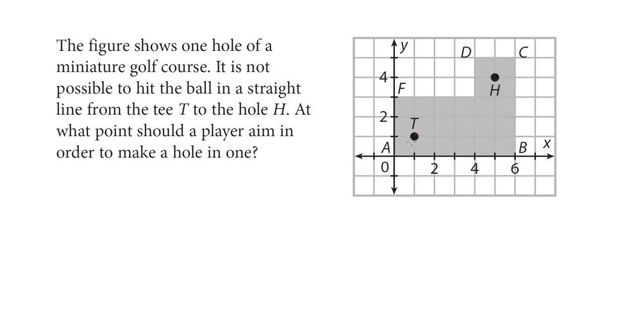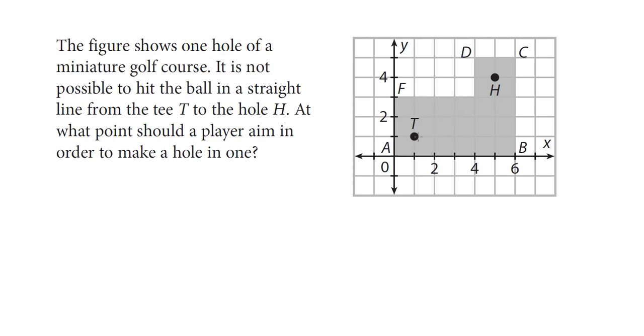So in order to make a hole-in-one, I would have to figure out where would I need to hit the ball on the edge of the course so that it bounces off and goes into the hole. Now, in order to make that happen, I need to understand that whenever I hit this ball towards the edge of the course, it's going to bounce off of the wall at the same angle that it came in at. And so I need to use that concept in order to figure out where to hit the ball. So I could use the concept of reflection to figure out what that point is.